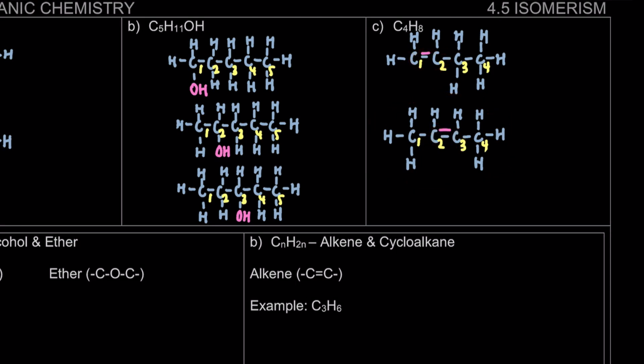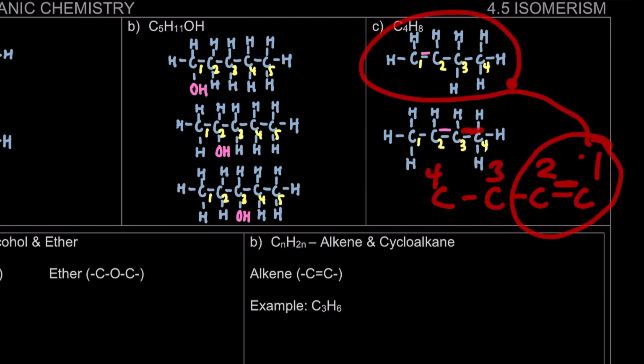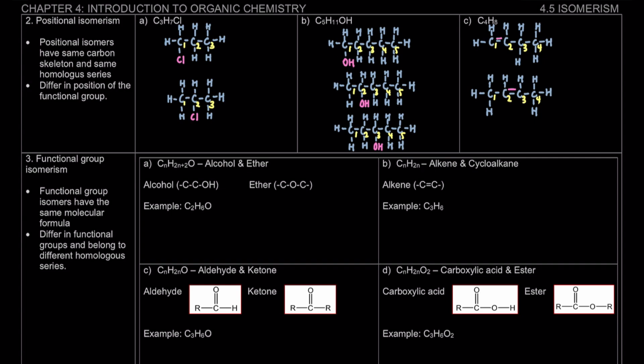Again, why didn't I draw the double bond between 3 and 4? Because if it were between 3 and 4, and I count it from the right, it will be 1, 2, 3, 4. So the double bond is between 1 and 2, the same as this one. So that is for positional isomerism.